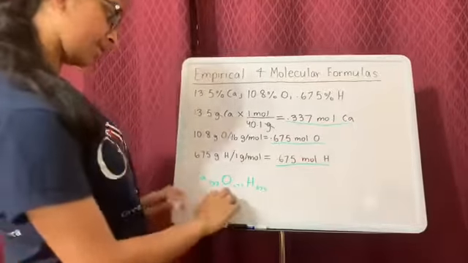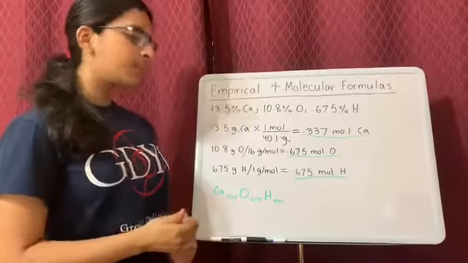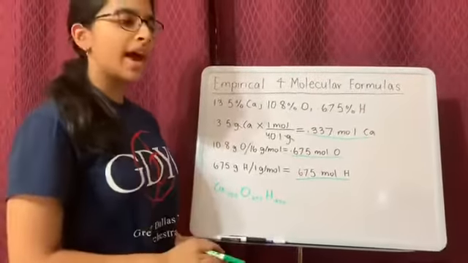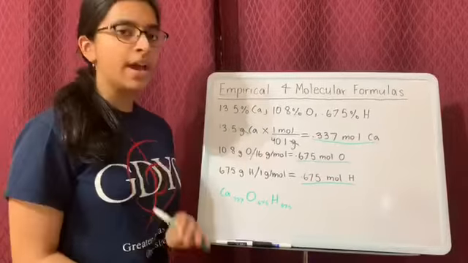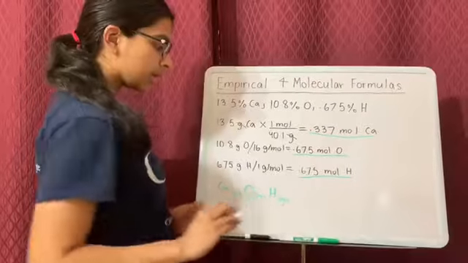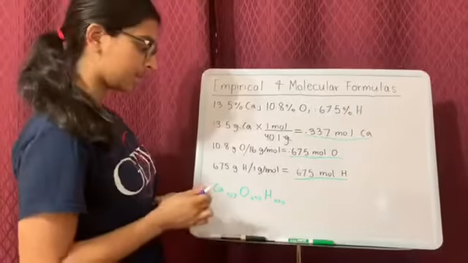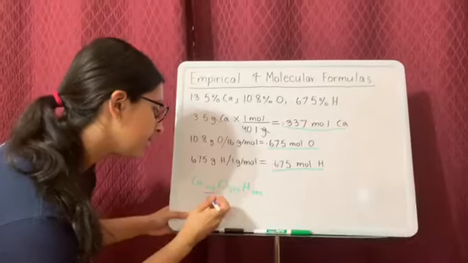We don't like having decimals as our subscripts. So in order to get these to whole numbers, we can really multiply or divide this by whatever we want as long as we do it to everything. So the easiest way to get this to a whole number ratio is to just divide by the smallest subscript. And the smallest subscript is 0.337. So we divide everything by 0.337.